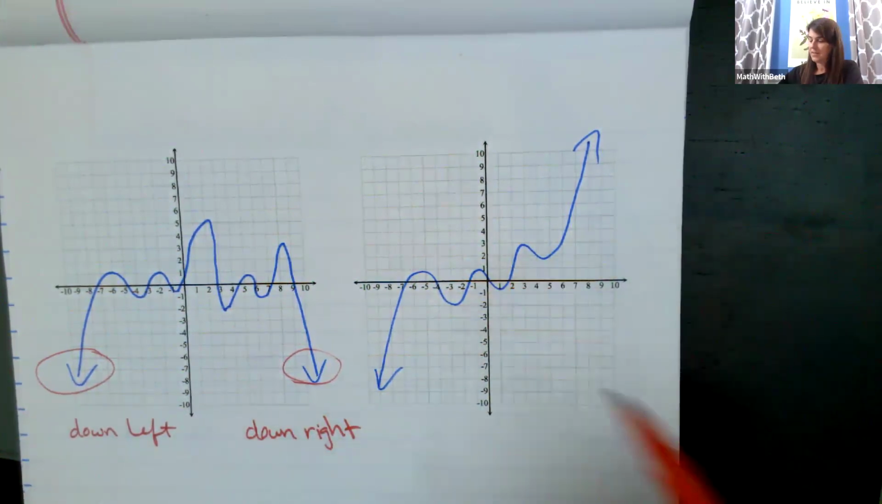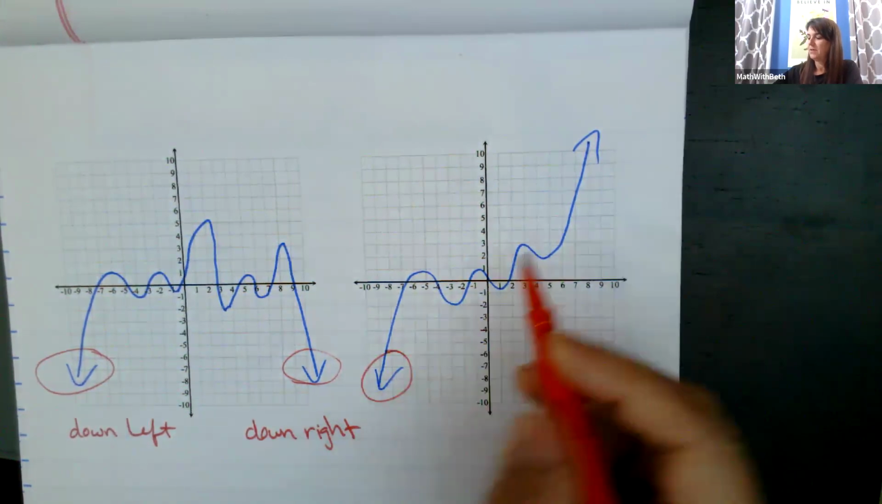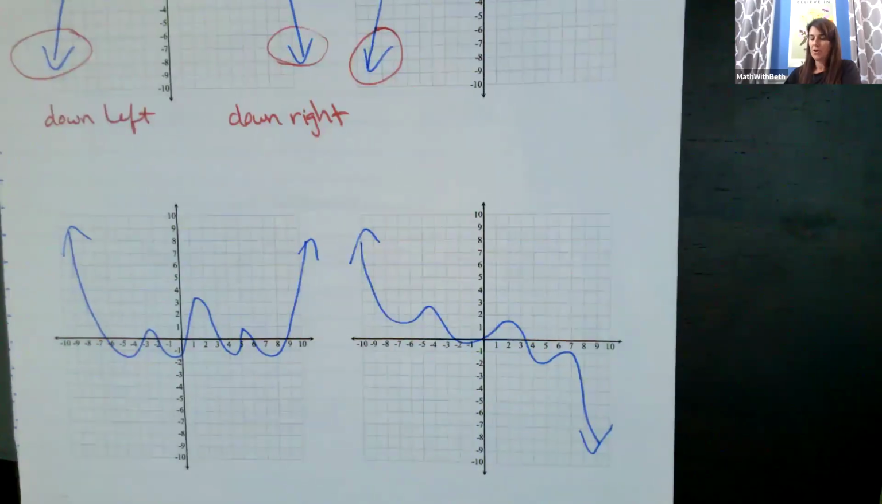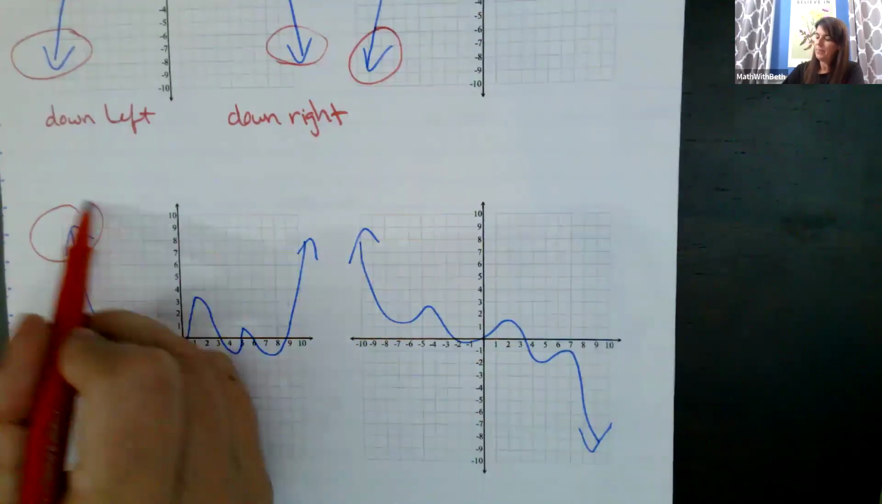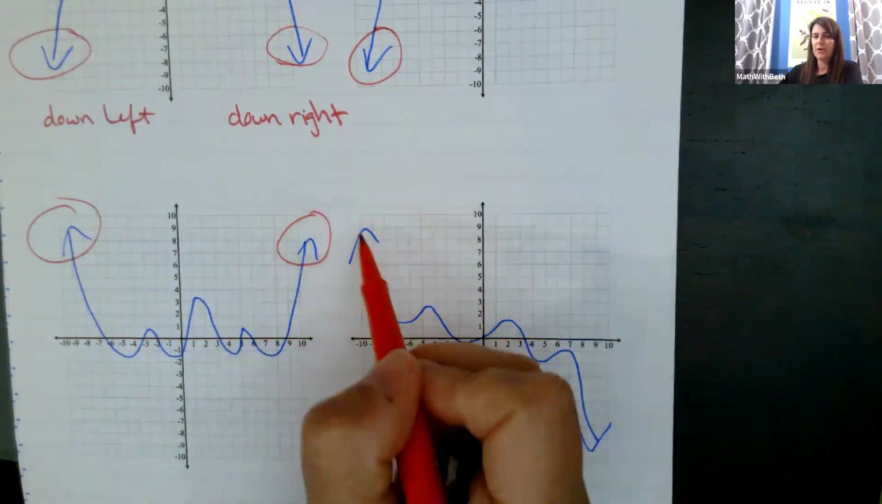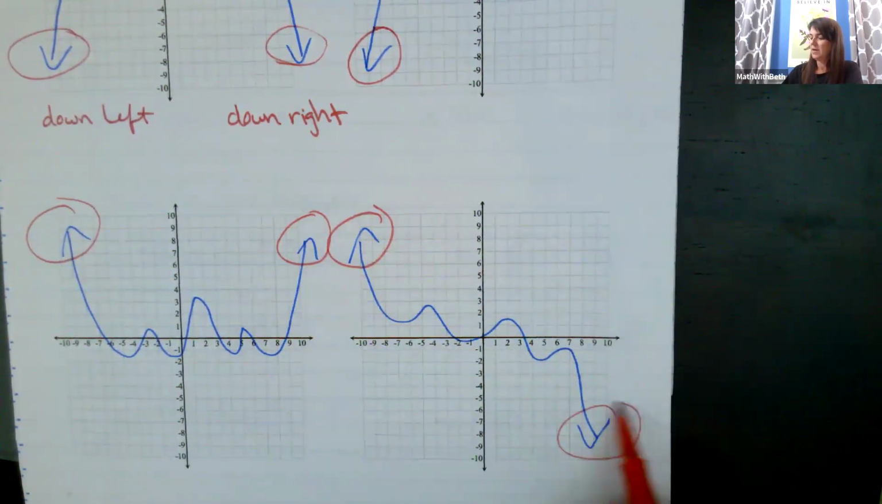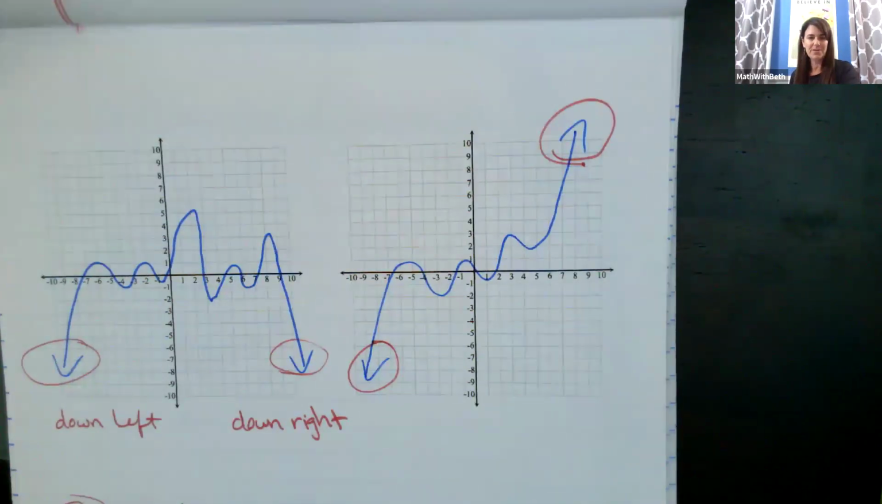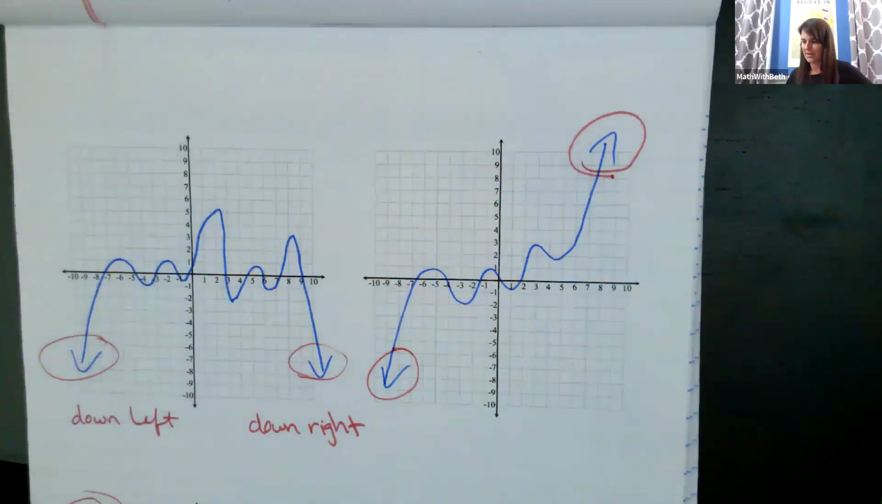This one would be an example of down left and up right. Then we could also have something like this where it goes up to the right and left, both. And finally, we could have one that goes up left and down to the right. So obviously, if you have the graph in front of you, this is an easy thing to answer.